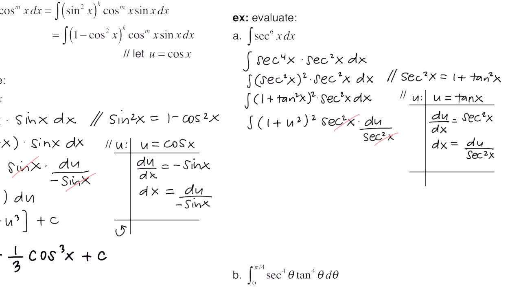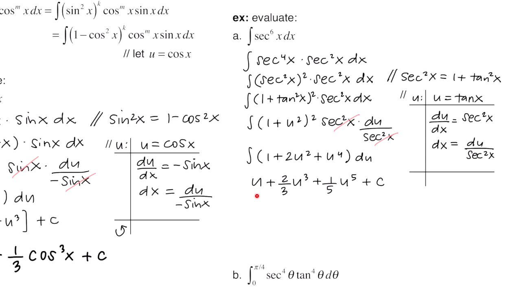Before we can integrate, we want to multiply this out. So this is 1 plus u squared quantity squared. If we rewrite this, it would be 1 plus u squared times 1 plus u squared, and then we're going to FOIL that. So when you FOIL this out, you get 1 plus 2u squared plus u to the 4th. So now we're ready to integrate.